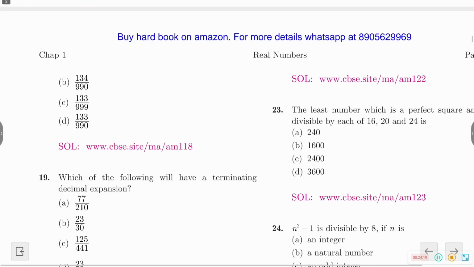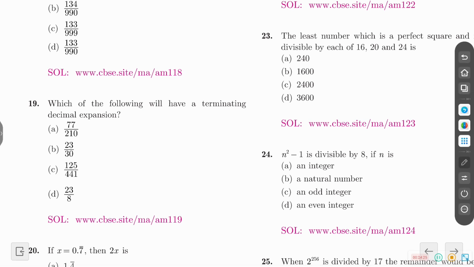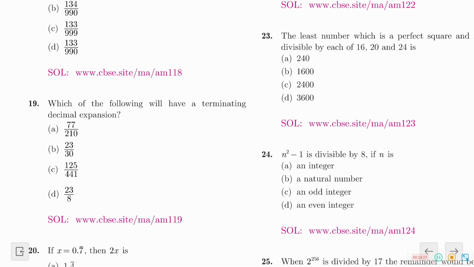Now question number 19. Which of the following has terminating decimal expansion? Generally, to decide terminating decimal expansion, we check the denominator. If the denominator is in the form 2 power m into 5 power n, where m and n are non-negative integers, that means if you have only twos, only fives, or a combination of twos and fives in the denominator, that will be a terminating decimal. Otherwise, it is a non-terminating repeating decimal expansion.